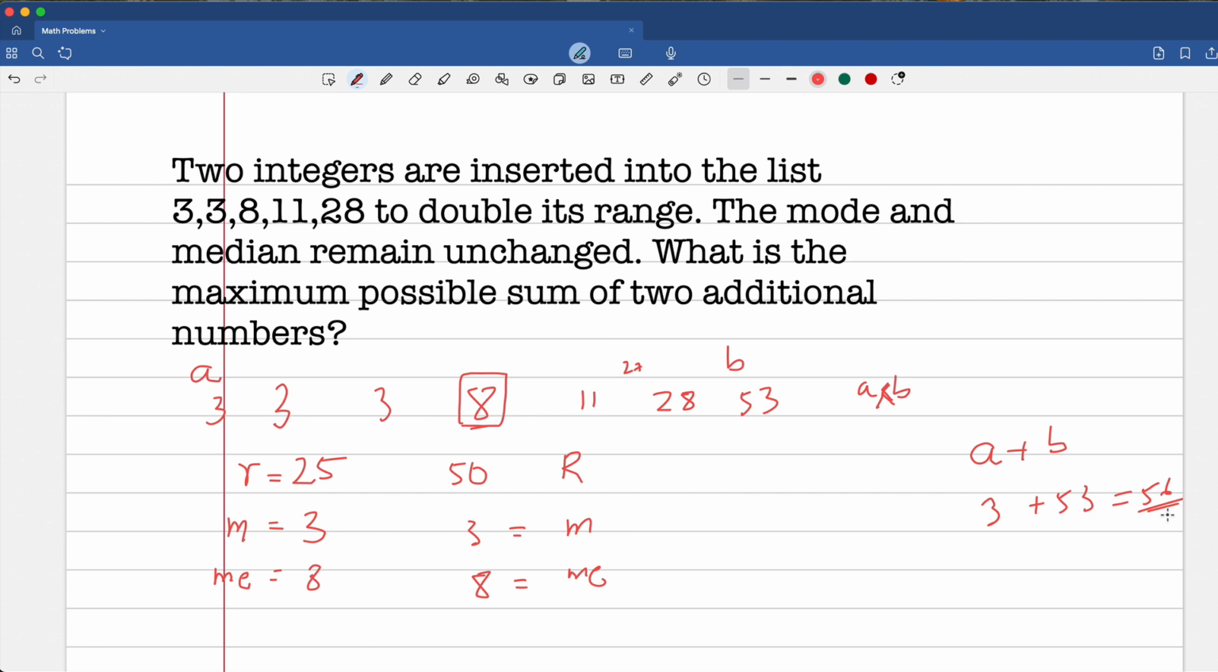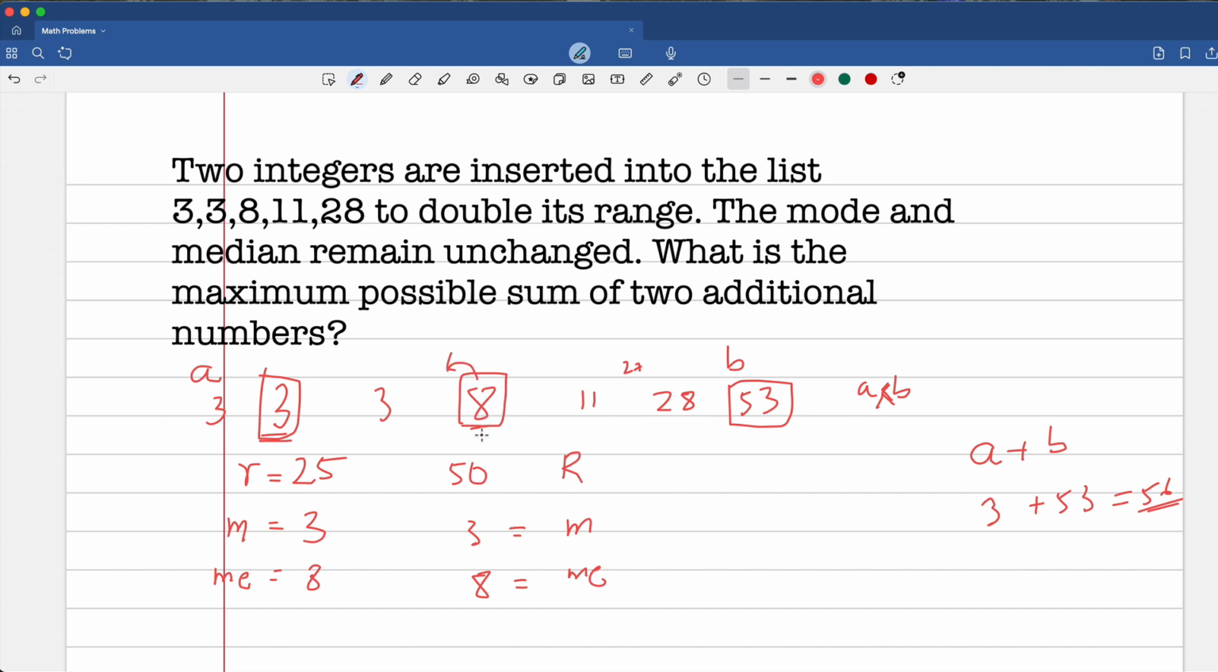Welcome back. And the answer to the question I just posed, is it possible for the sum of A plus B to be larger than 56? The answer is yes. The way you do it, you still keep 3 to be the smallest number that's there, which means B is still 53. That's the only way you will get the range to be 50. But A can be any number that's less than 8. Because it can't be 8.